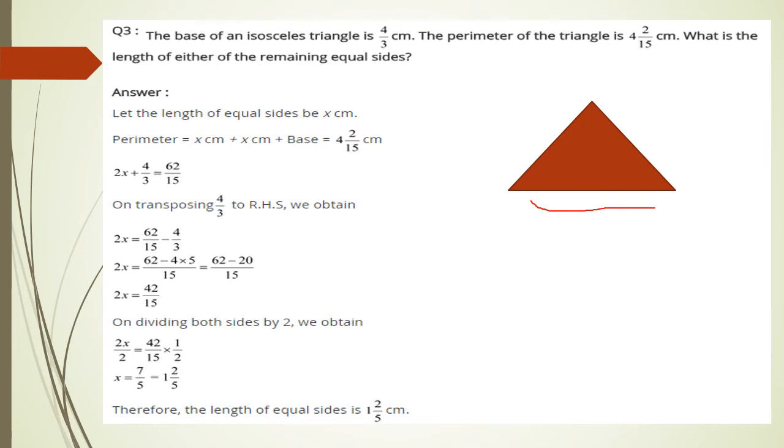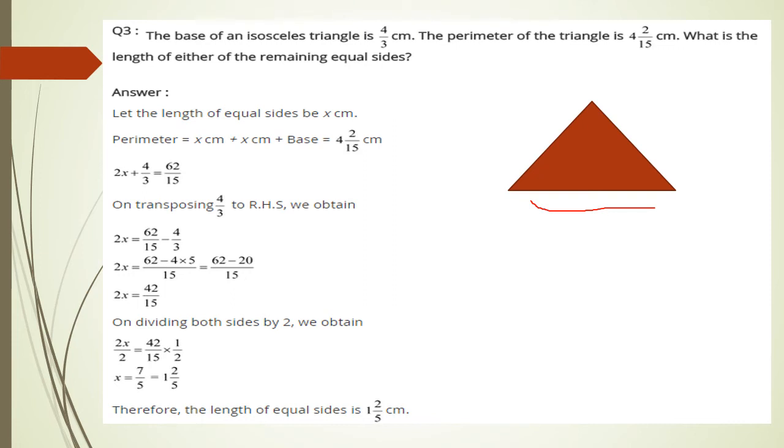The perimeter of the triangle is 4 2 by 15 centimeter. Perimeter means we know the sum of the three sides of the triangle. The sum of the three sides of the triangle is 4 2 by 15 centimeter. What is the length of either of the remaining equal sides? They had given the base and the sum of the three sides. We want to find the measure of the two equal sides.